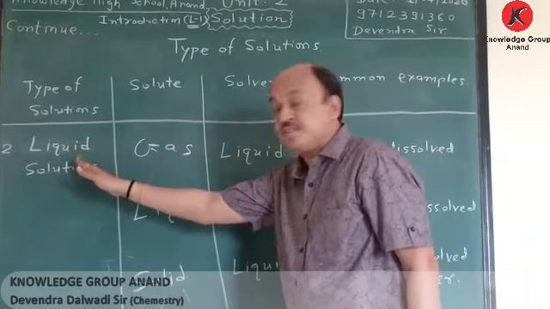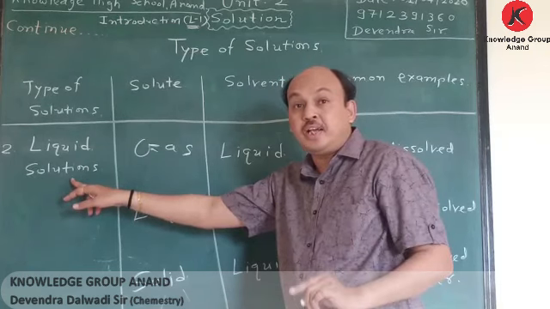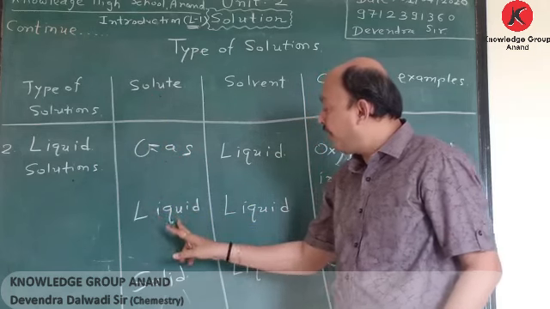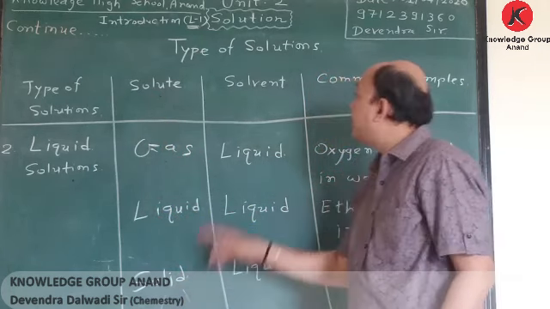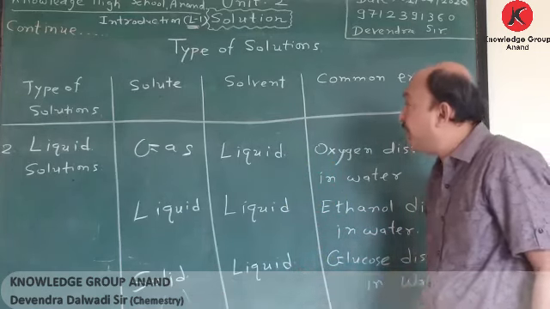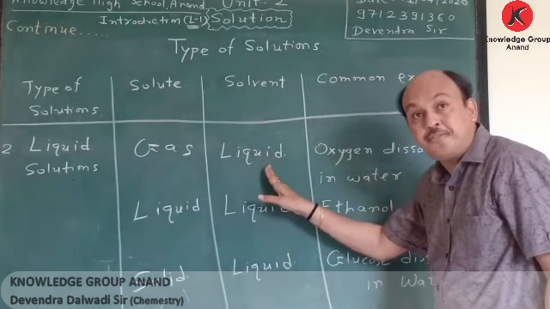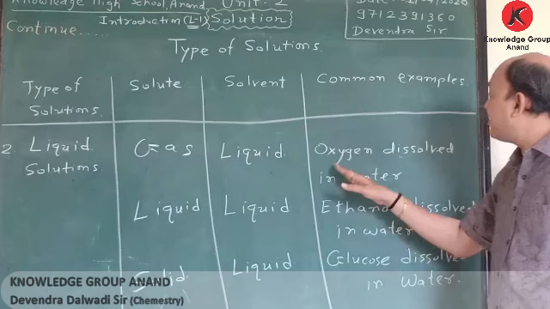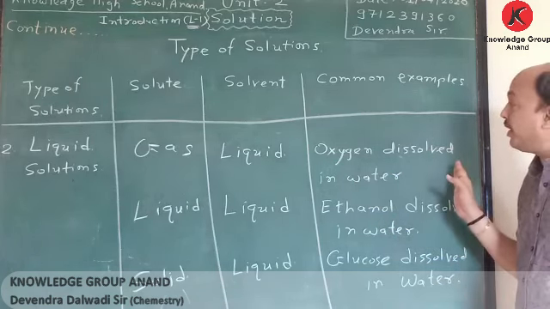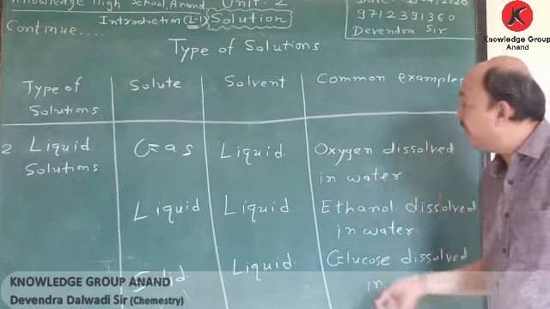Second is liquid solutions. Liquid solutions indicate that the solvent is in liquid form. The solute may be in gaseous, liquid or solid form, but the solvent is in liquid form. Suppose we take the solute in gaseous form and the solvent in liquid form, then a common example is oxygen gas dissolved in water.